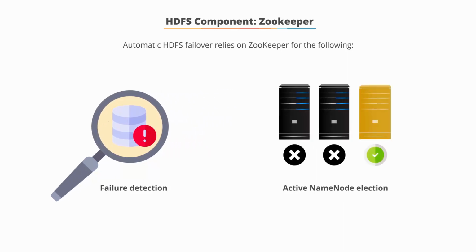And two, active name node election. Zookeeper provides a simple mechanism to exclusively elect a single node as the new active node. If the current active name node crashes, another node may take a special exclusive lock in Zookeeper, indicating that it should become the next active name node.